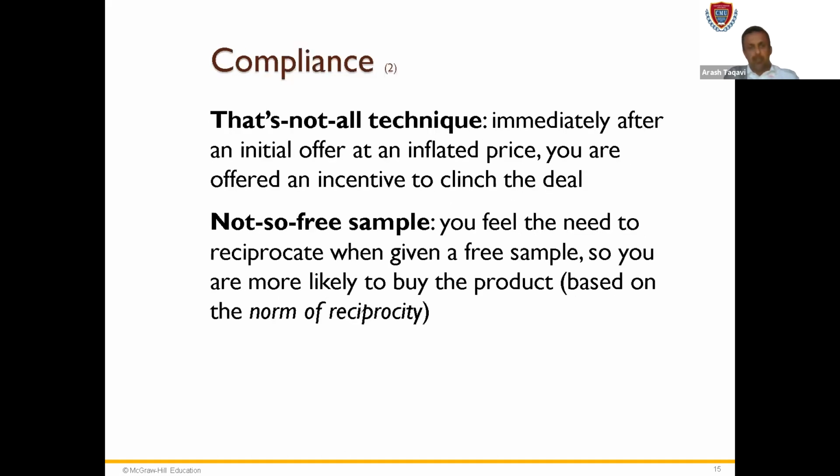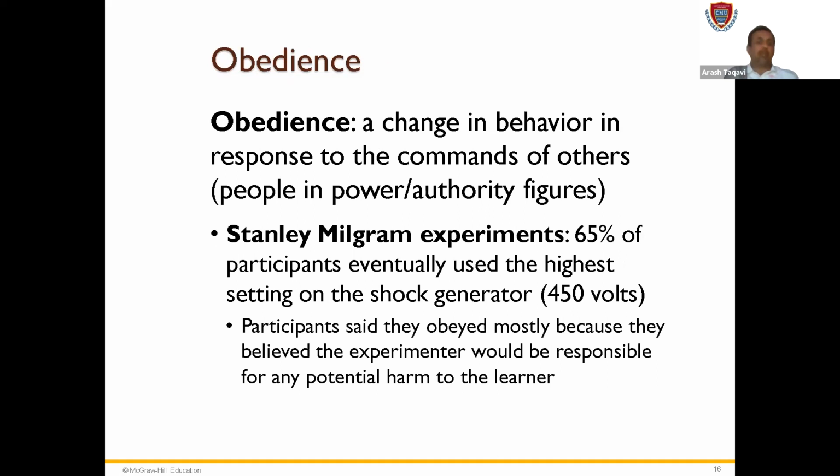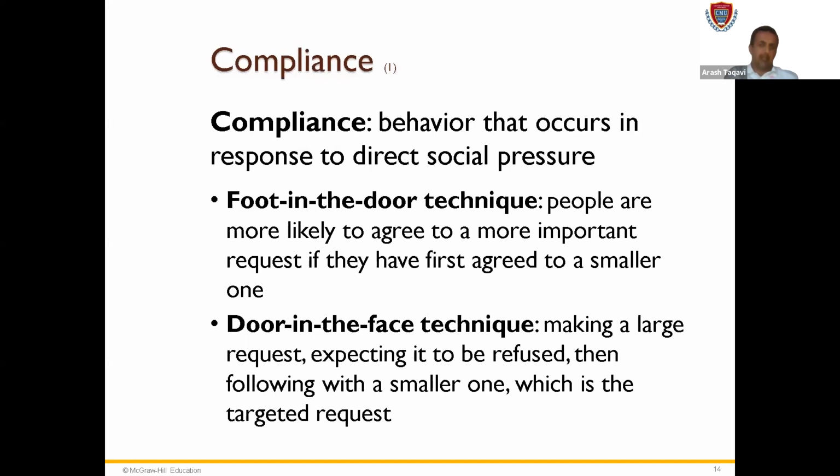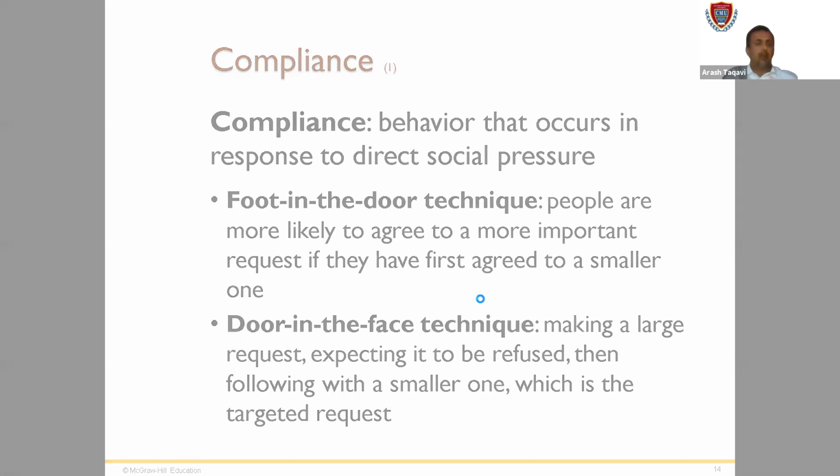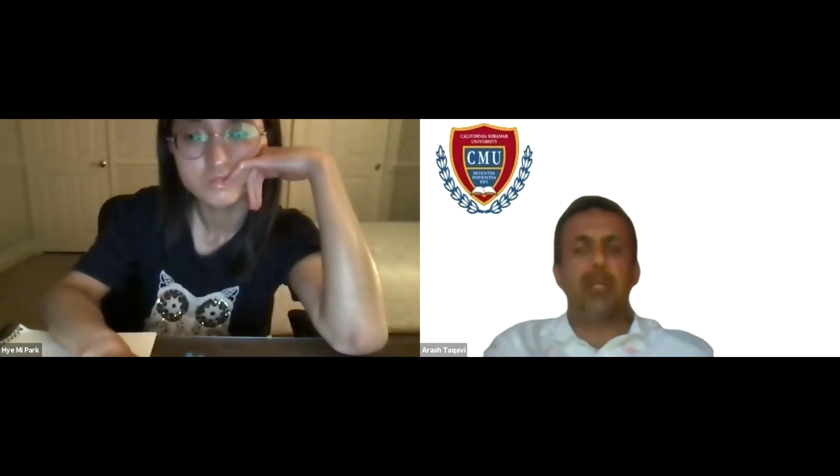The third one, after conformity and compliance, is obedience, a change in behavior in response to commands of others. People empower authority figures. What are the differences between obedience, conformity, and compliance? In compliance, your behavior occurs in response to direct social pressure. Very, very direct. In conformity, your behavior is in response to something unspoken, not something which is spoken. You cannot find a direct message.